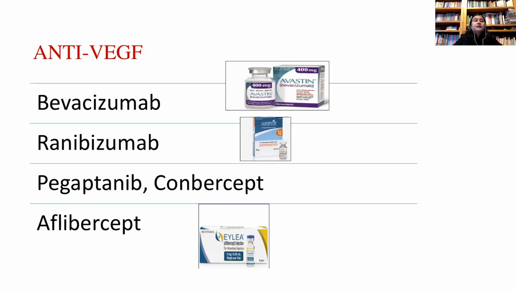So these are the various anti-VEGF used for the treatment of ROP, and Avastin or bevacizumab is more commonly used worldwide for treatment of ROP, and recently there are various trials going on with aflibercept in ROP management.